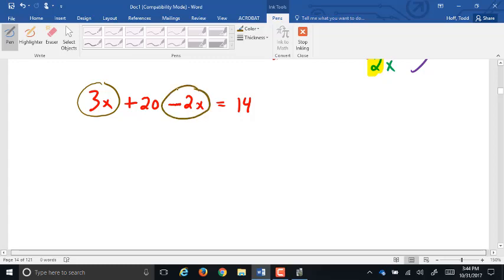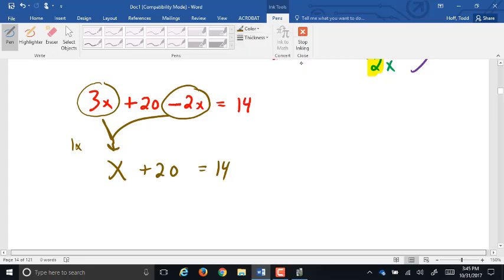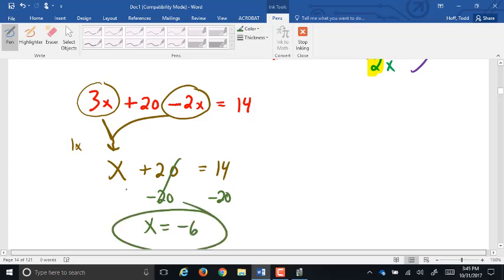Combine. We've got the 3x and negative 2x, which makes 3 plus negative 2 is 1. So it's 1x or just x. Plus the 20 equals 14. Then what? Subtract 20 minus 20. X equals negative 6.